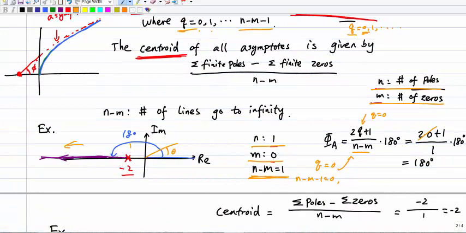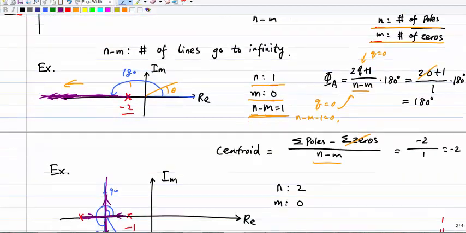Now let's compute the centroid of the asymptotes. The centroid is just the summation of all the poles minus the summation of all the zeros. The pole here is at -2, and there is no zero, so that is gone. So it's -2 divided by n minus m, which is 1, so it's -2. So my line will eventually approach this line, starting from -2 at 180 degrees. So it matches the asymptotes exactly. The line will match the asymptotes. This is quite simple.